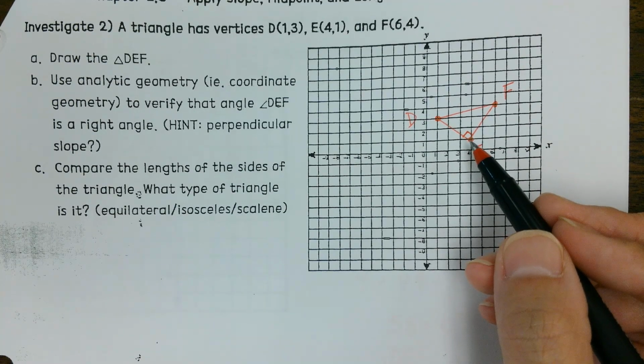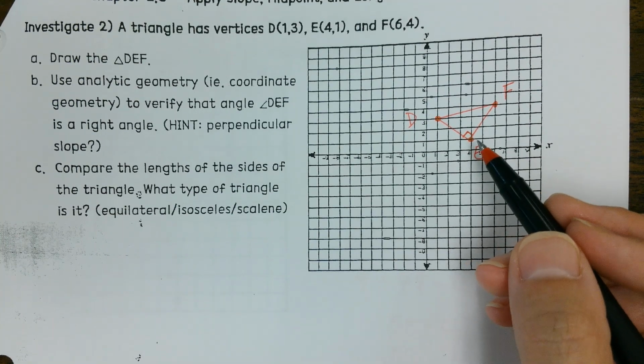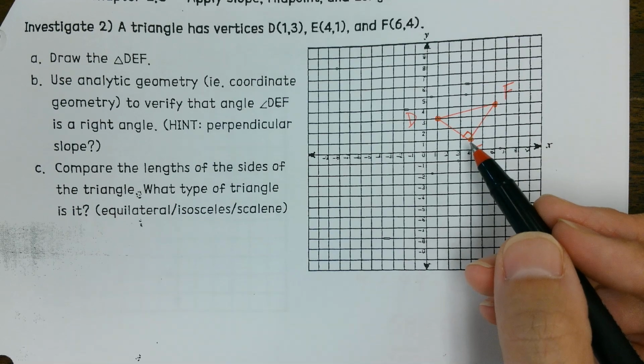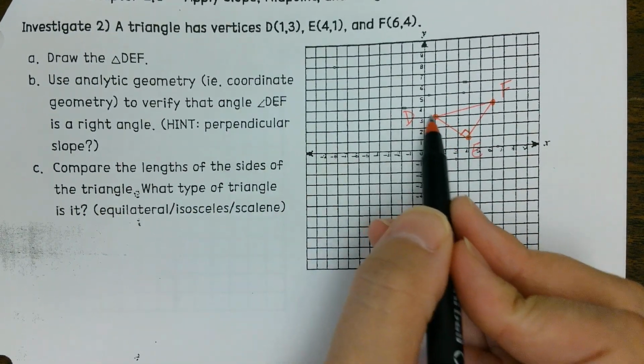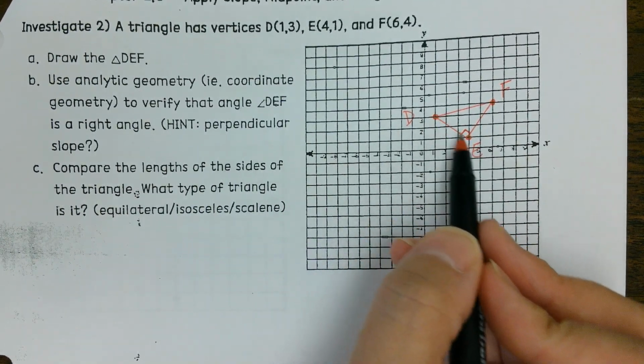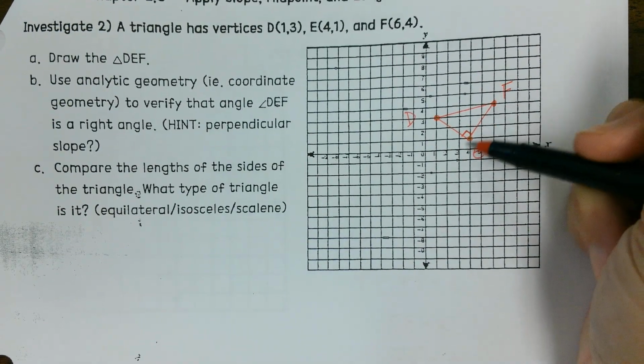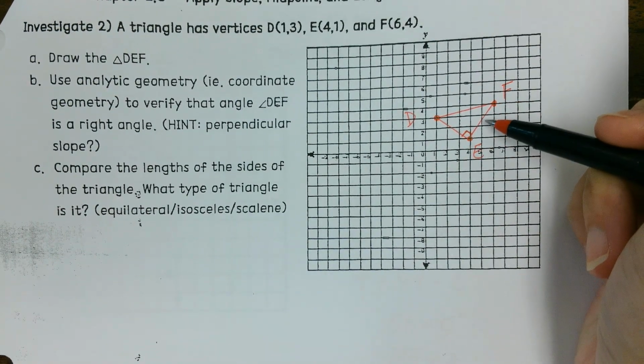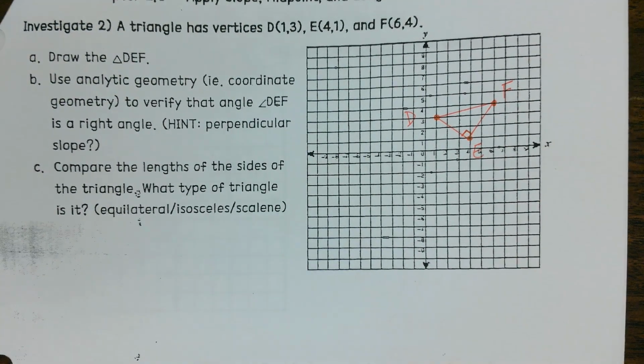I actually wrote down the hint. Jay? If the slope is negative reciprocal. So I need to find the slope of DE, and I need to find the slope of EF and see if they are negative reciprocals of each other.